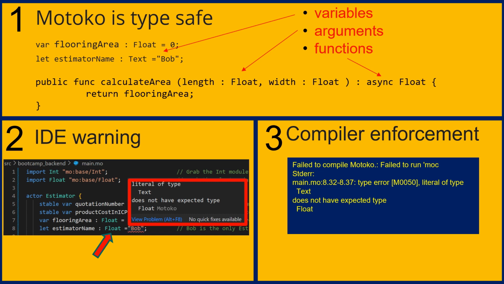Well, the compiler will then enforce the type safety. It would fail to compile, and it would also throw an error saying that text does not have the expected type float.